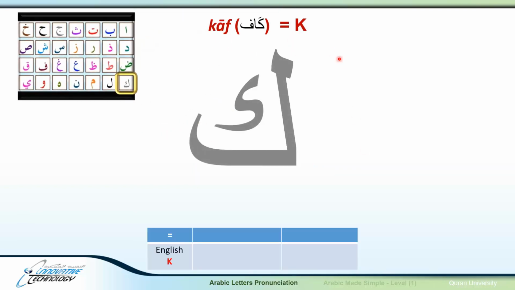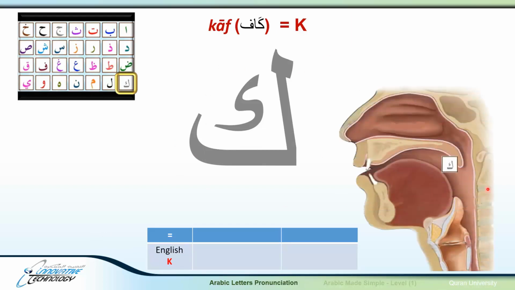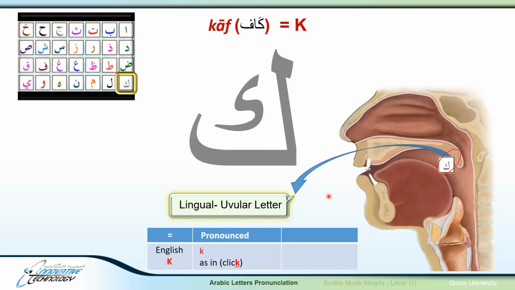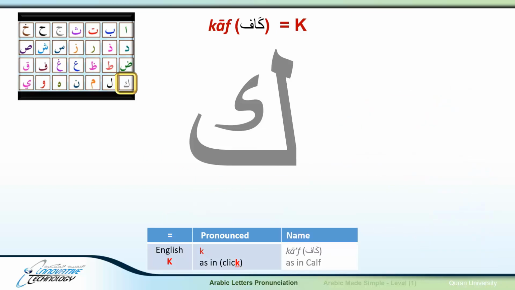Kaf looks like this and is equivalent to the English K, and it's pronounced as ik, as in click. It articulates between the backside of the tongue and the uvula, and that's why we classify it as a lingual uvular letter. We name it kaf, as in calf. Kaf is pronounced as ik.